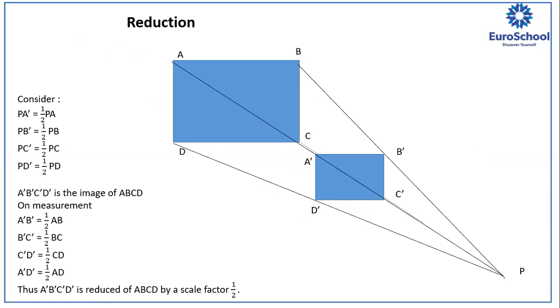Now, the same happens when we talk about reduction. Look at this figure. ABCD is a rectangle and A dash, B dash, C dash, D dash is a reduction of the same figure. What I have done is reduce the distance from point P by half. So PB becomes P dash B dash, half, PA reduces to PA dash, PC to PC dash, PD to PD dash. The image I got is A dash, B dash, C dash, D dash. Both figures are similar, right?